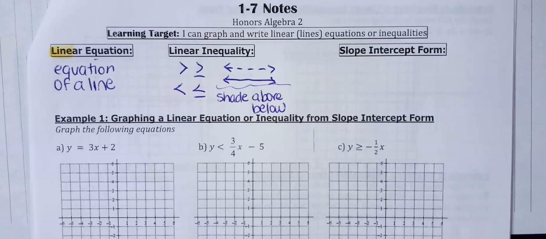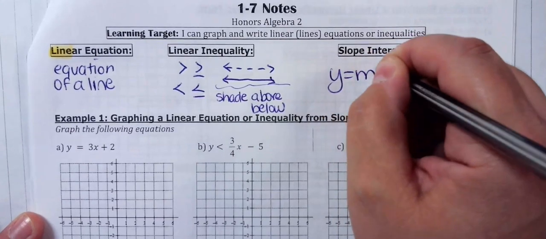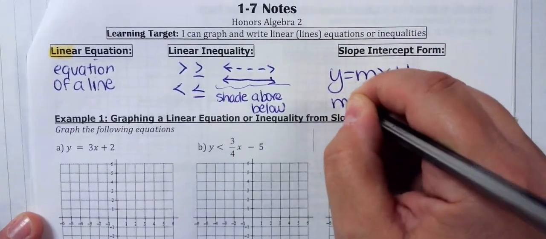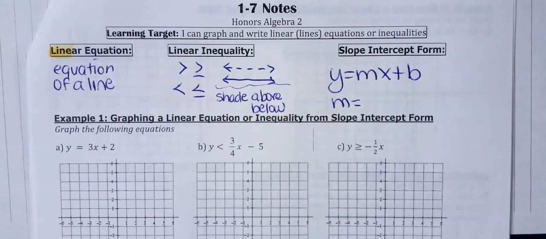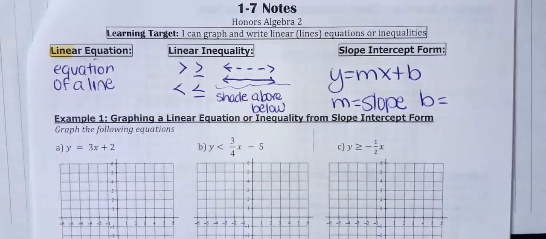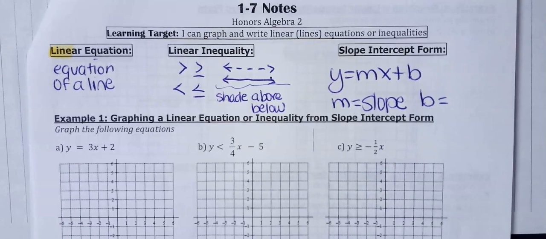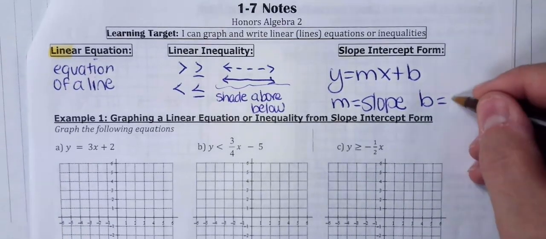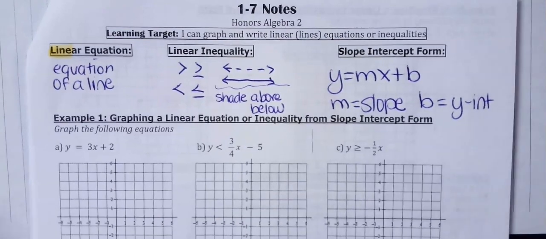Before we get into that, my first example is going to have all the equations in slope-intercept form. Does anybody remember the formula for slope-intercept form? Yes, y equals mx plus b. Who can tell me what the m stands for in that formula? This is the slope, like your rise over run. And does anybody remember what the b stands for? Yes, y-intercept. I'm going to abbreviate intercept as int.